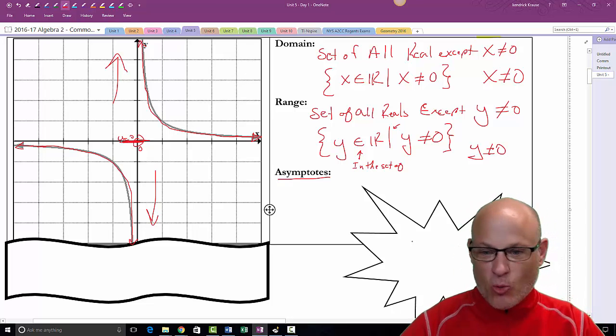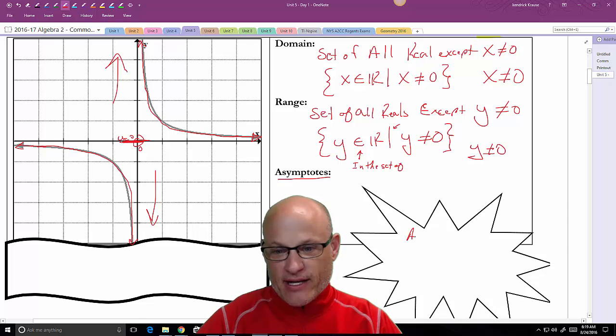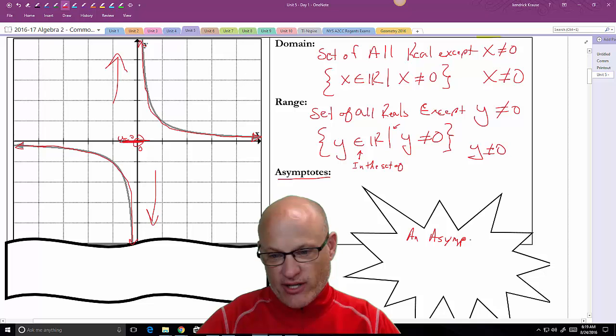Sorry. An asymptote. And I got to use "an" because it's got a vowel here. A-S-Y-M-P-T-O-T-E. I cannot spell this word. And obviously I can't write.